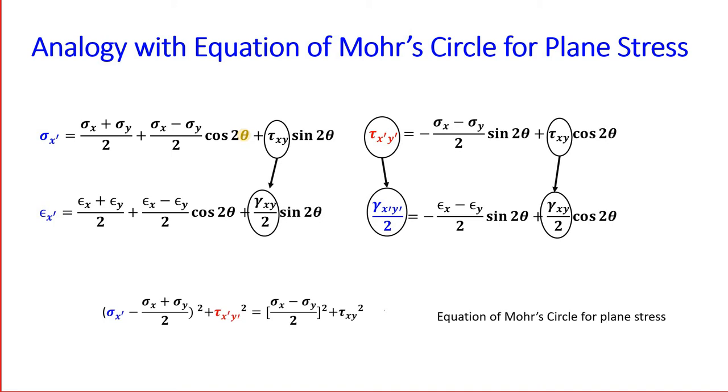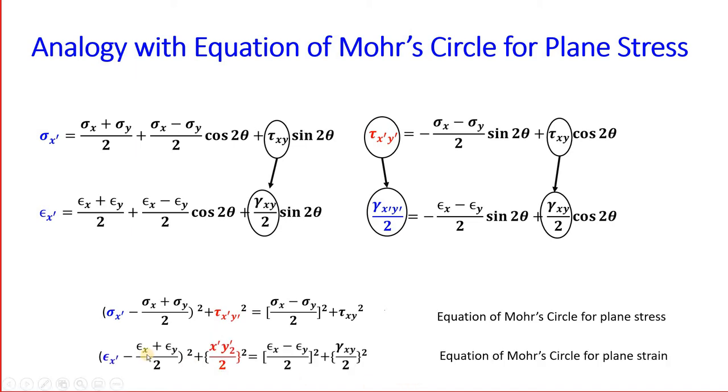Now this was the equation of Mohr circle for plane stress. By the way, this was derived by considering these two equations and eliminating the parameter theta and relating sigma x prime and tau x prime y prime in a single equation, and this is what we ended up with. Now on this analogy, this is the equation for Mohr circle for plane strain. The only difference is where you find shear stress, it is replaced by half shear strain.